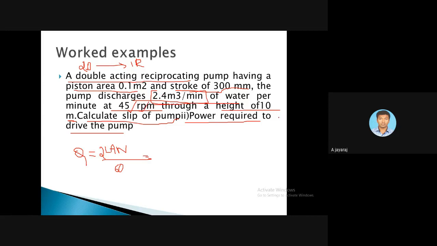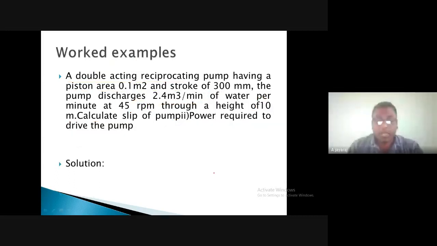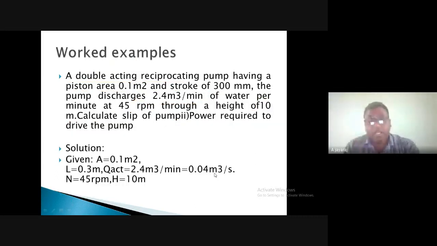Power required to drive the pump is given by the formula W into Q into H. H is given as 10 meters of water. After calculating Q, we'll be able to find out the power required to drive the pump. The givens are: area of the cylinder 0.1 meter square, length of the stroke 0.3 meters, Q actual is 2.4 meter cube per minute. Dividing it by 60, we obtain 0.04 meter cubes per second.